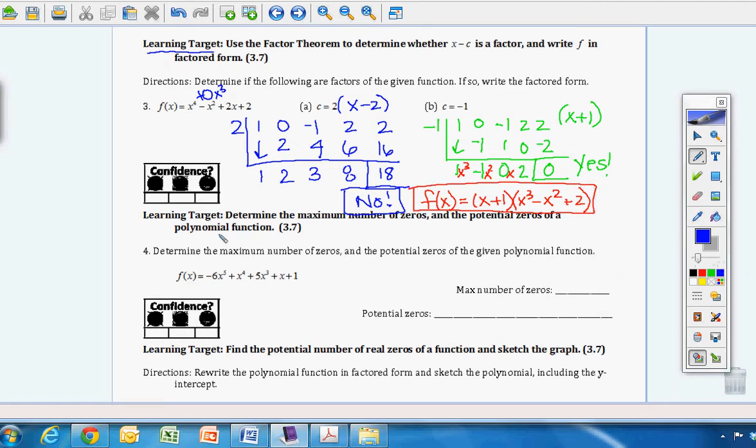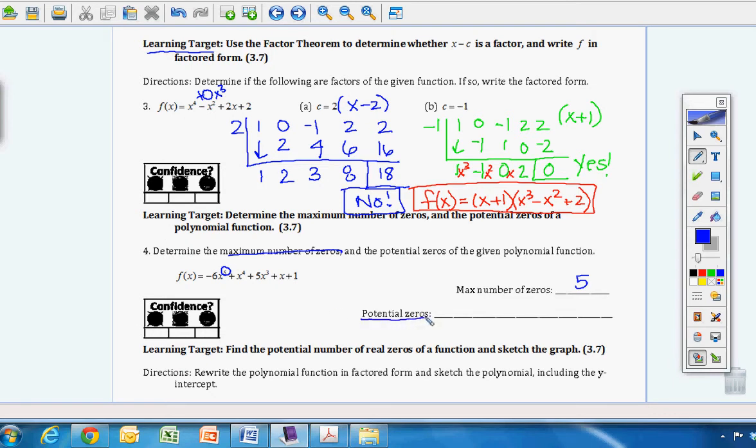Okay, so next learning target is determine the maximum number of zeros and the potential zeros of the polynomial function. So to determine the max number of zeros, that is going to be looking at what's the highest degree. What is the degree of this function? Which, if you look, the exponent that's the highest is a 5. So that tells me that I have 5 possible zeros. So a zero again is an x value where y is 0 and you're hitting the x-axis. That will actually hit, cross, touch, or turn the axis on the x-axis.